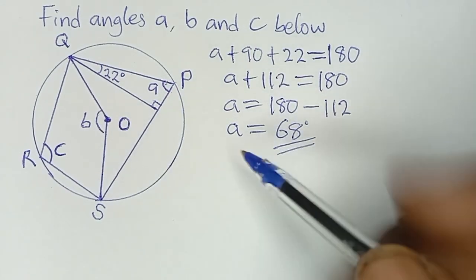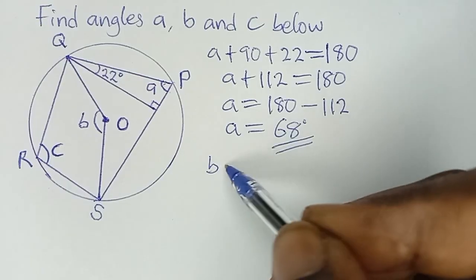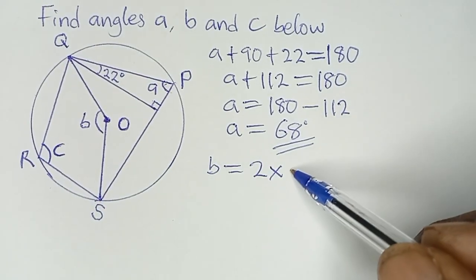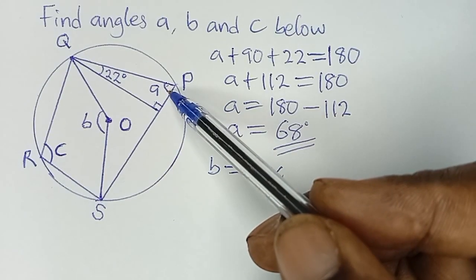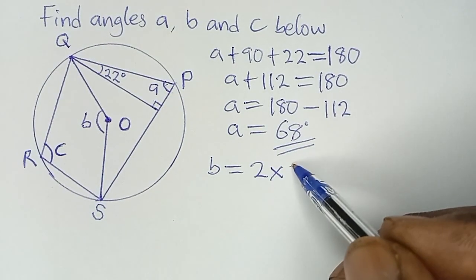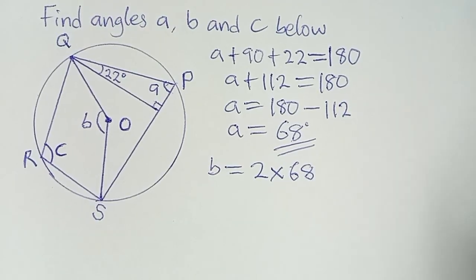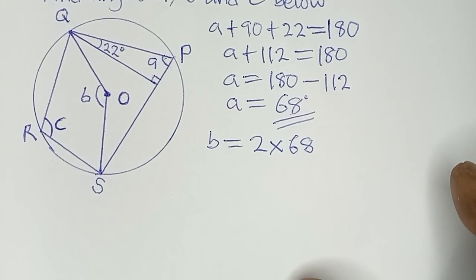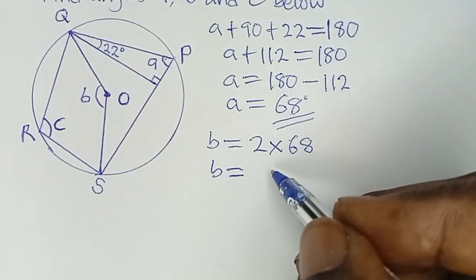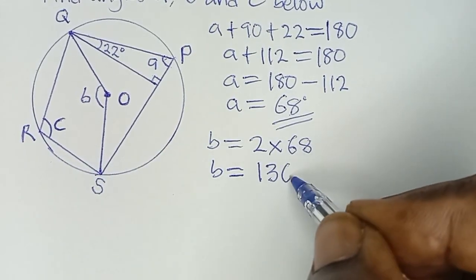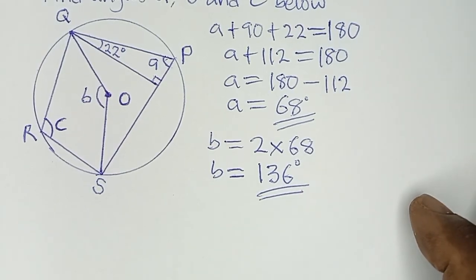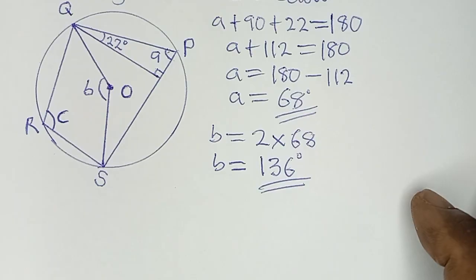So angle at center now, which is angle B, is equal to twice that at the circumference. And the angle at the circumference, we already know this A as 68. So it will be twice 68, 2 times 68. And that will give us the value of angle B. B will be equal to 136 degrees. So that is the value of angle B. Now let's move on to angle C.